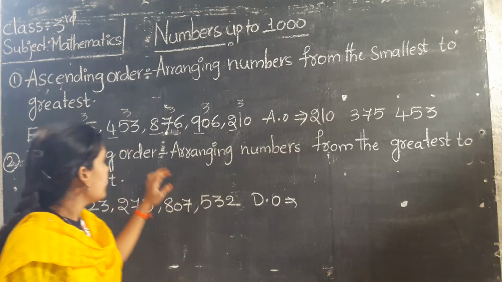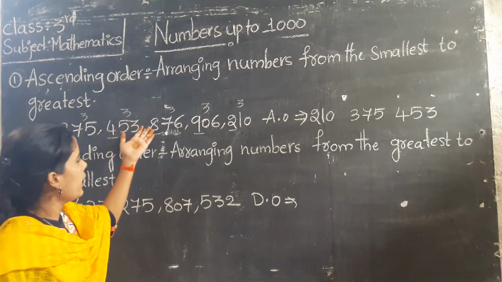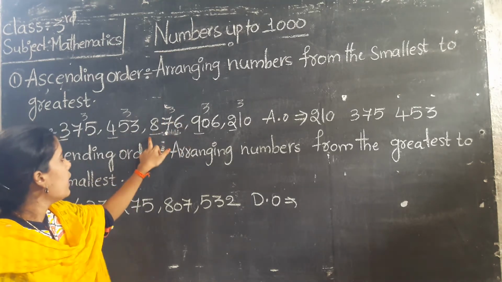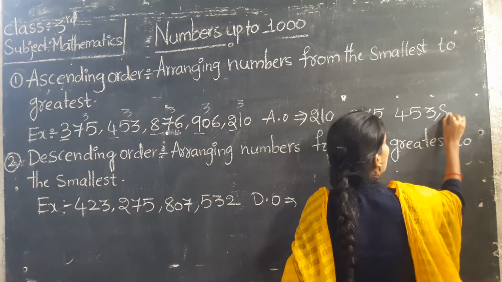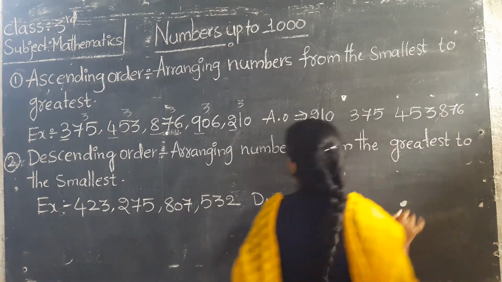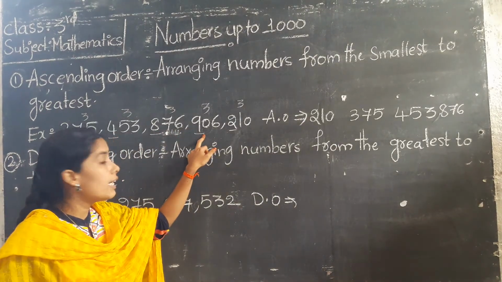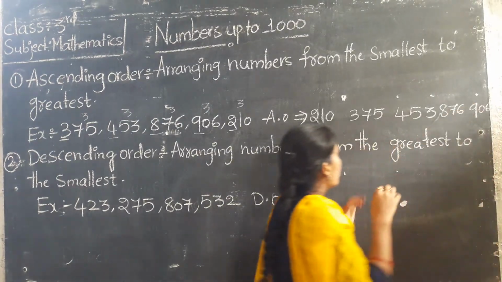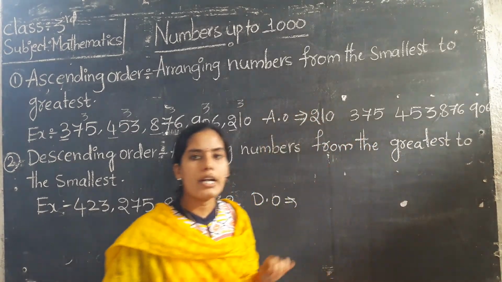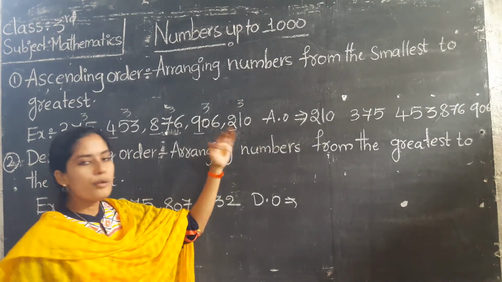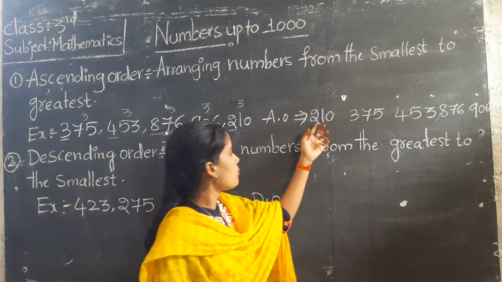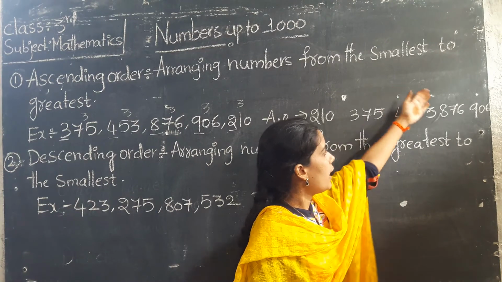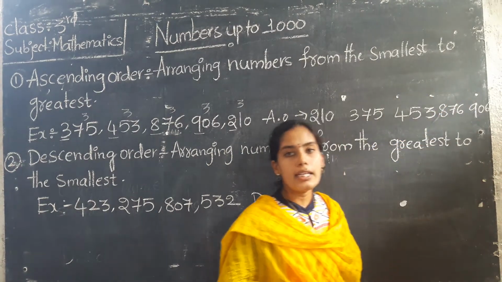453. For the next one, 5 is not there in the hundreds place. 6, 7, 8. Yes, 8 is there, that means 876. Then the last one is 906. So these numbers we have arranged from small to big. Which is small first? 210. Then 375. Then 453. Then 876 and the last one 906.